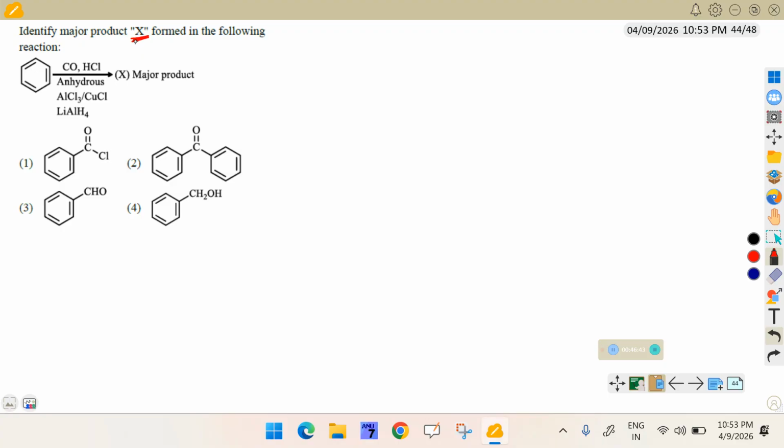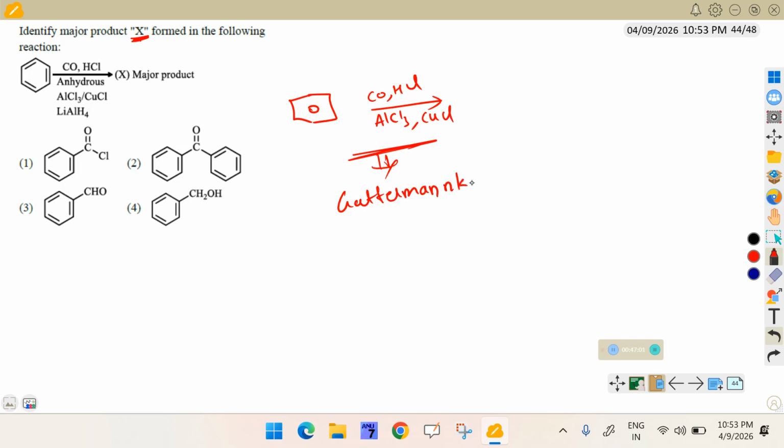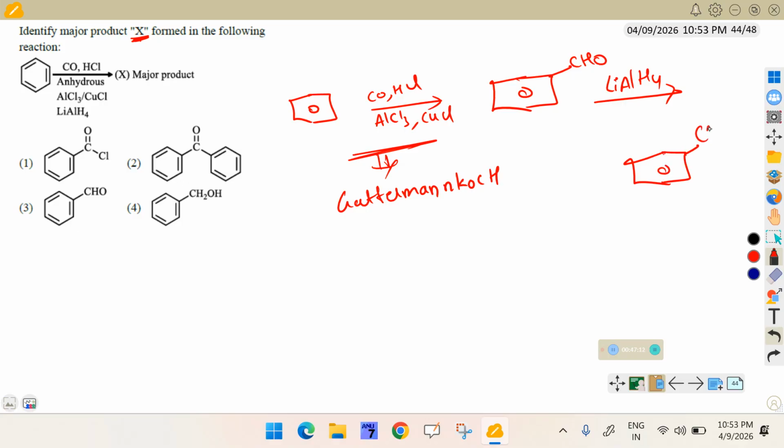Identify major product X. First of all, benzene reacts with CO, HCl, anhydrous AlCl3, CuCl. This is the Gattermann-Koch reaction. The Gattermann-Koch reaction product is benzaldehyde. Now benzaldehyde reacts with LiAlH4, reduction takes place and it gives benzyl alcohol.